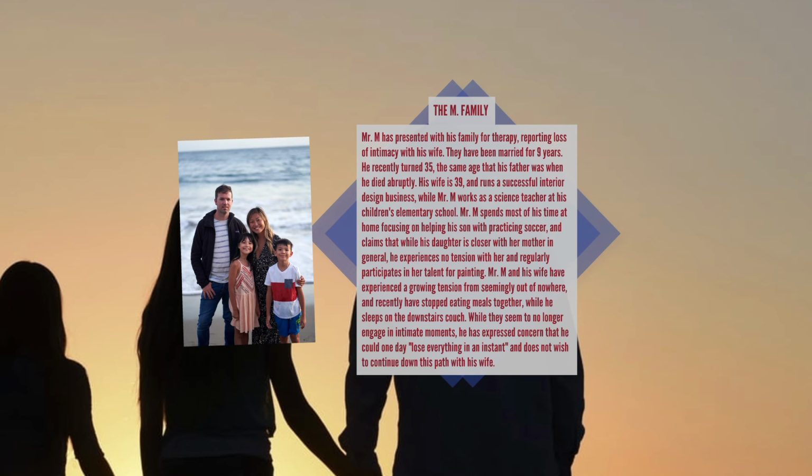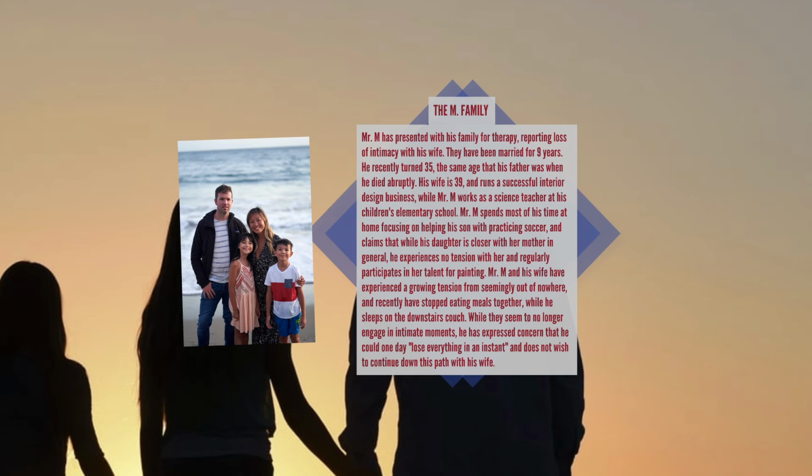And this is the case of the M family. Mr. M has presented with his family for therapy, reporting loss of intimacy with his wife. They've been married for 9 years, and he recently turned 35, which is the same age that his father was when he died abruptly. His wife is 39 and runs a successful interior design business, while Mr. M works as a science teacher at his children's elementary school.